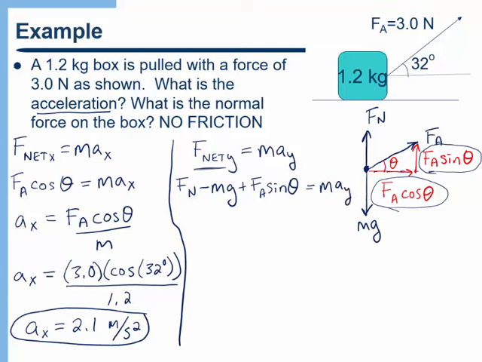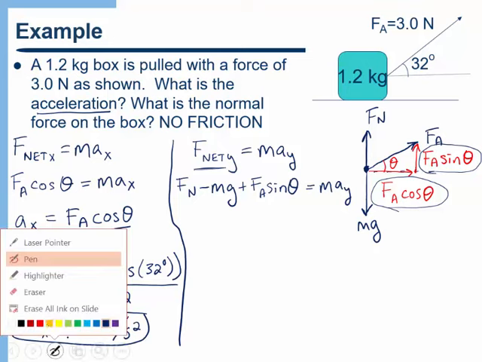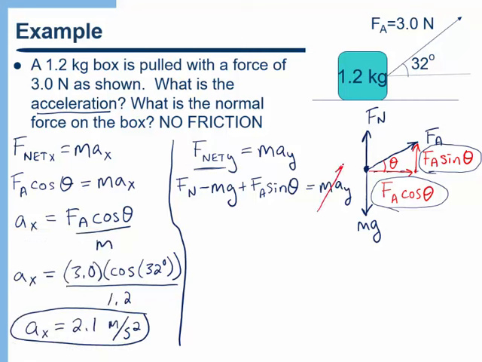Now, what is the acceleration in the y direction? Well, we can assume in this problem that the block is not going down through the table or lifting up into the air, and therefore we can go ahead and assume the acceleration in the y direction is 0. Therefore, now I can solve for the normal force. Fn is equal to mg minus Fa sine theta.